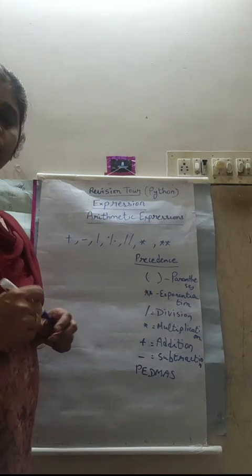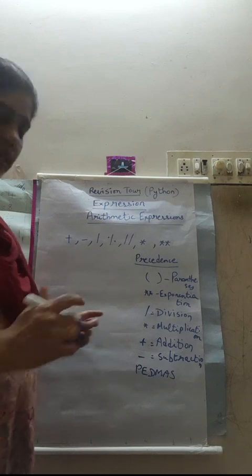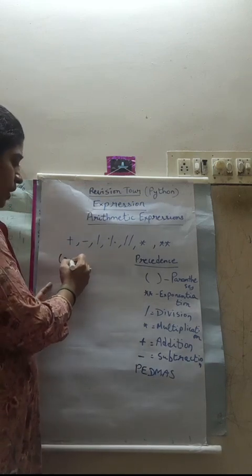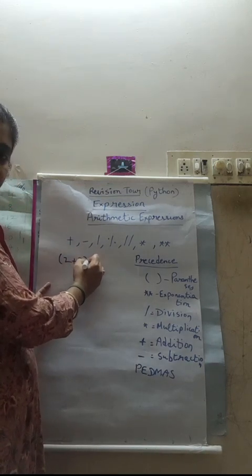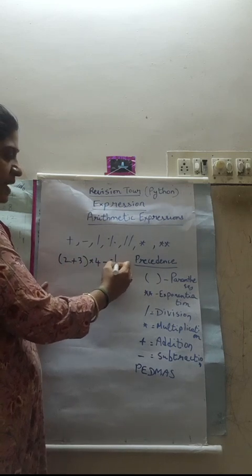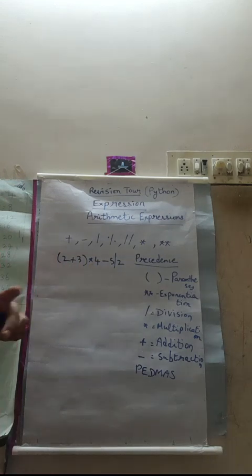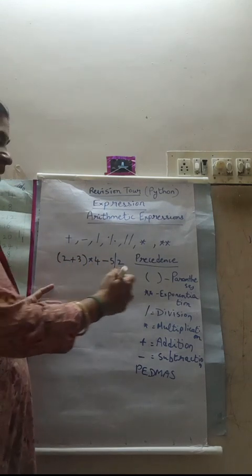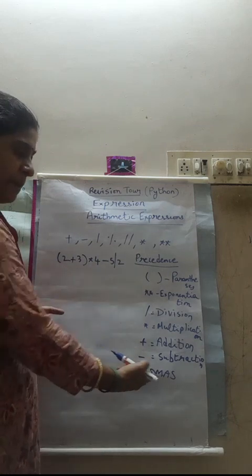Now suppose I am just writing an expression. Now let us see what will be the output. 2 plus 3 into 4 minus 5 by 2. Now how will this be evaluated and what will be the output? As I said, it will follow the PEDMAS rule.